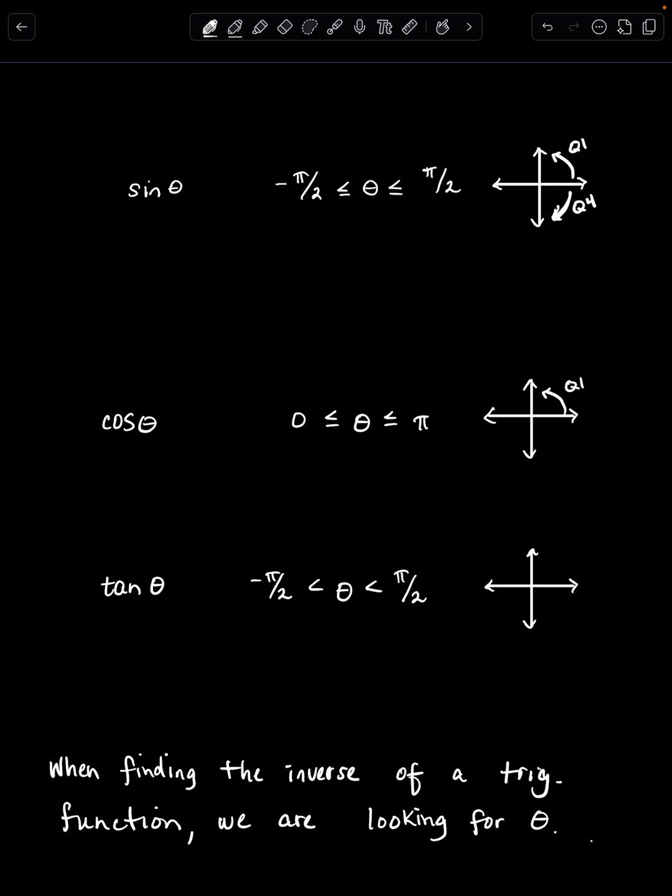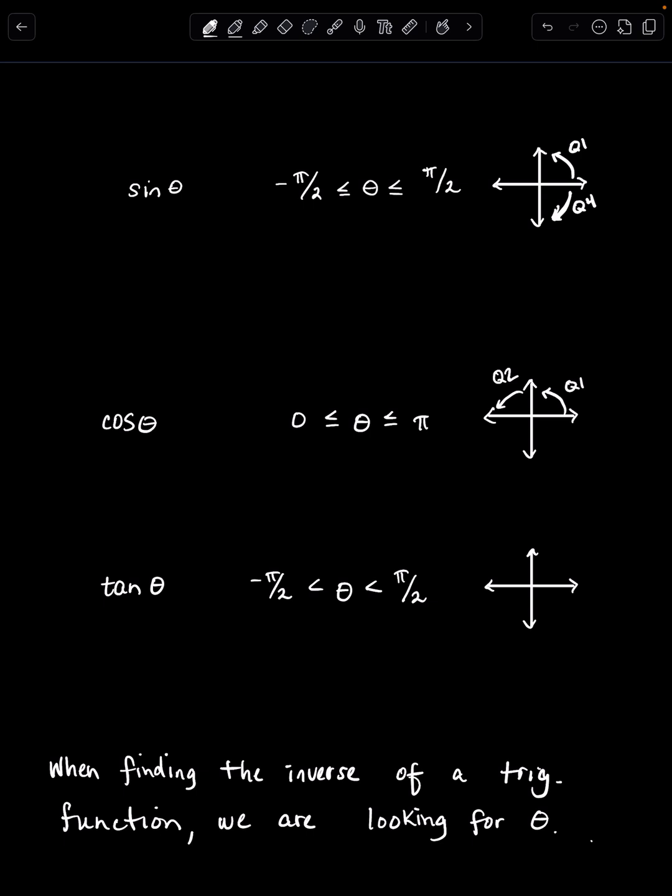So I know sine is negative in quadrant 4, so I'm going to use that quadrant if I have a negative exact value that I have to find the angle of. For cosine, I can't use quadrant 4 because we know cosine is positive in quadrant 4, so I have to use quadrant 2 because cosine is negative in quadrant 2. So if I have a negative exact value, I'm going to pull that angle out of quadrant 2 for cosine.